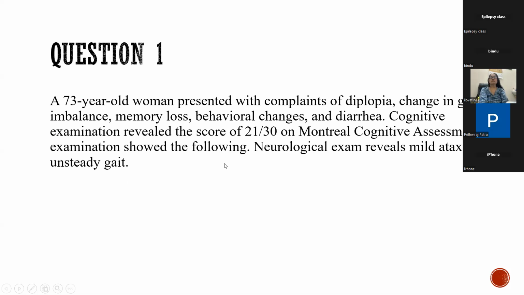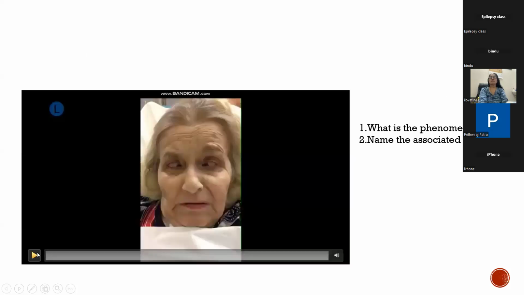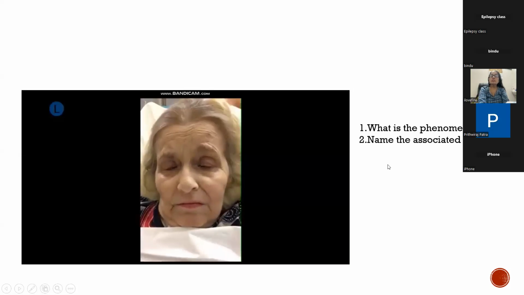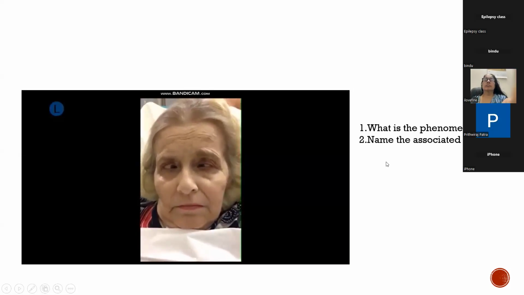So we'll be discussing the answers. So first question, 73-year-old woman who presented with diplopia, gait imbalance, memory loss, and on examination, the following eye movement abnormality was seen. So we have asked for the phenomenology and the associated condition.